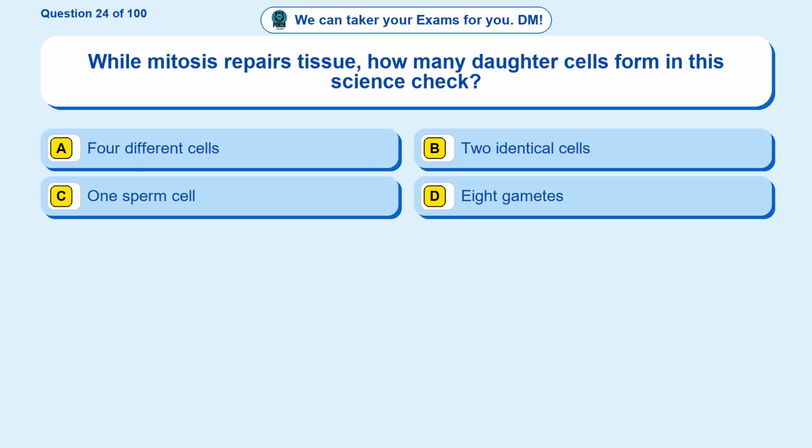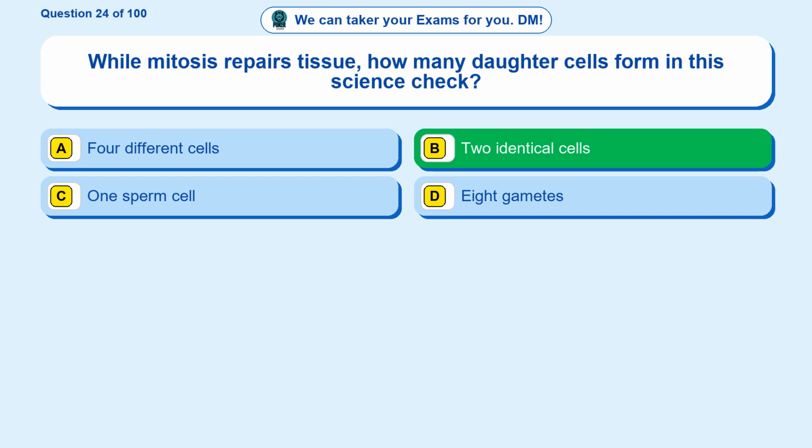Question 24. While mitosis repairs tissue, how many daughter cells form in the science check? Option A. 4 different cells. Option B. 2 identical cells. Option C. 1 sperm cell. Option D, 8 gametes. The correct answer is option B.